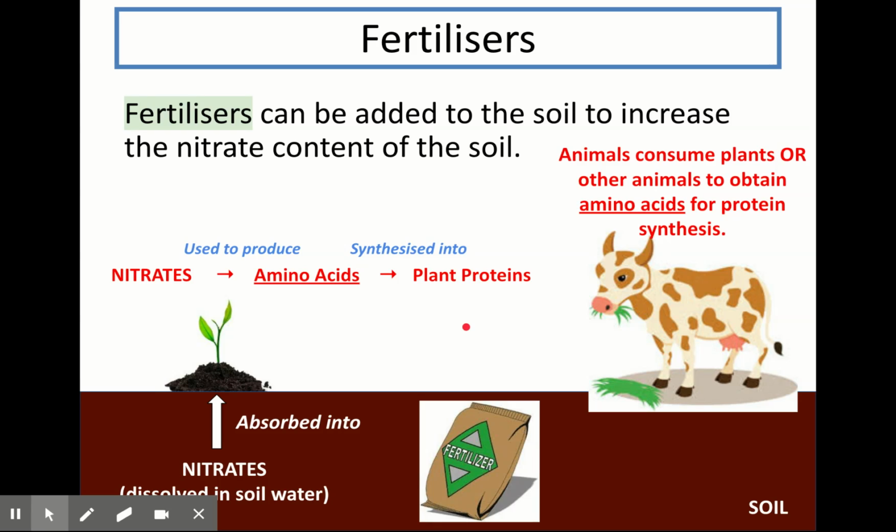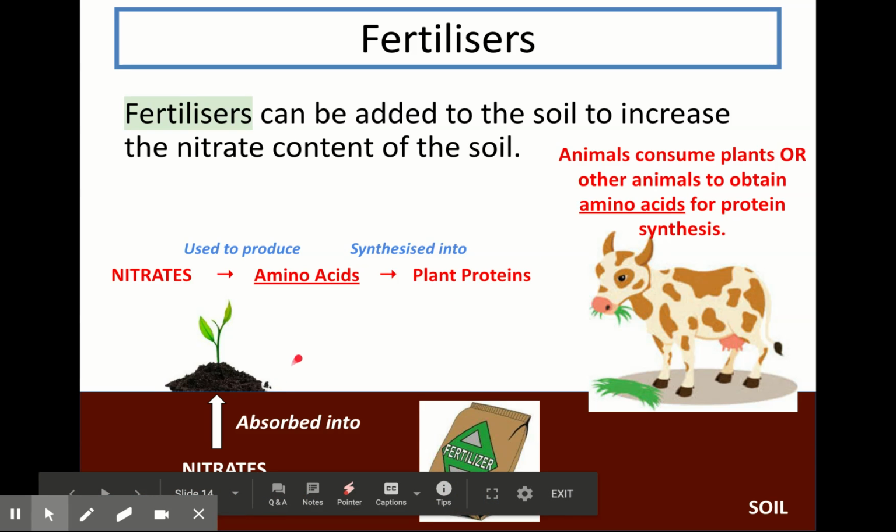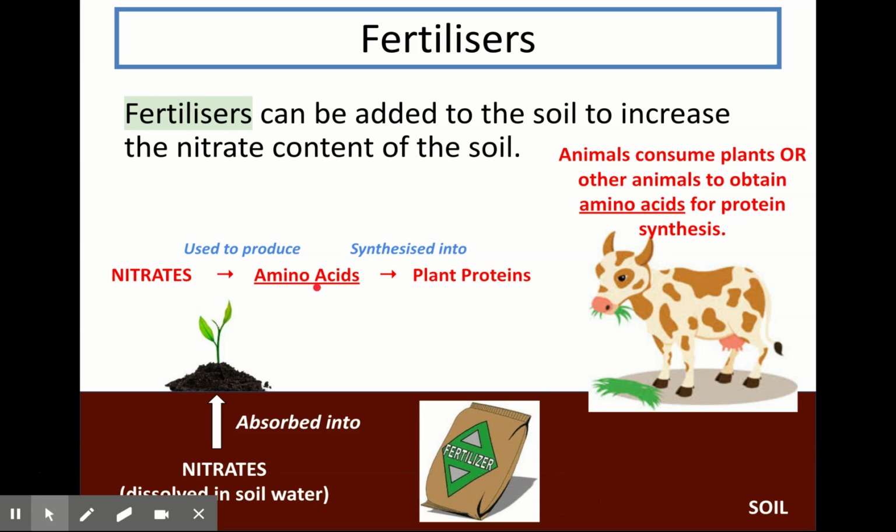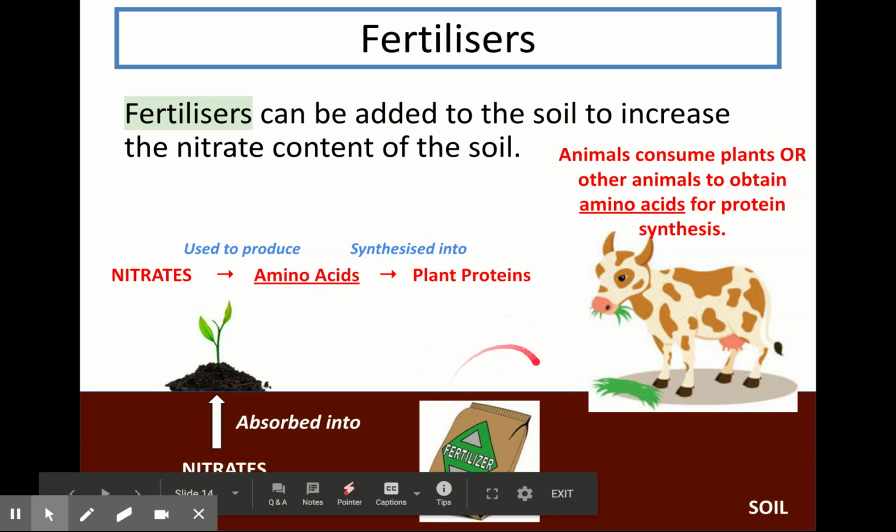So where do fertilizers come into this? Well, if you're a farmer and you're growing crops in your fields, then those plants are going to absorb the nitrates that are present in the soil. You want the plants to get lots of nitrates so that they can produce amino acids and synthesize these into plant proteins, therefore increasing crop yield. These nitrates in the soil can be used up quickly by plants, so they need to be replaced. Also, farmers want there to be high concentrations of nitrates in the soil to increase crop yield as much as possible. So fertilizers can be added to the soil to increase the nitrate content of the soil.